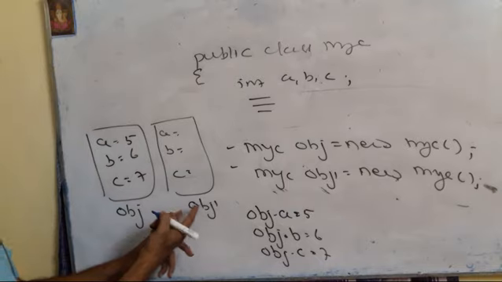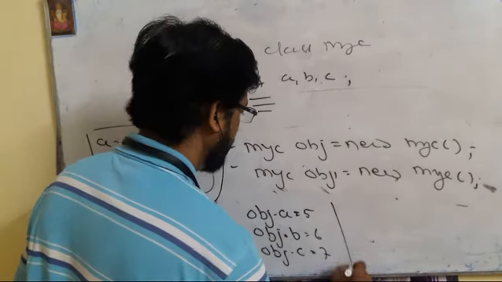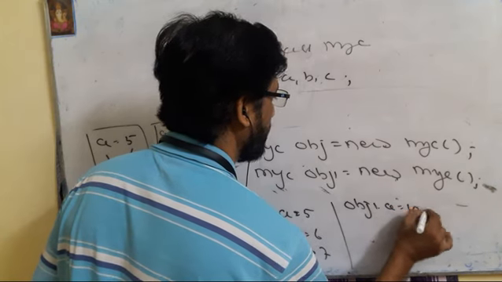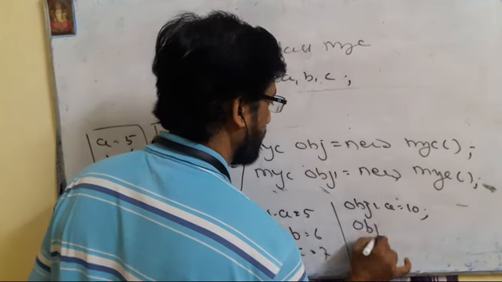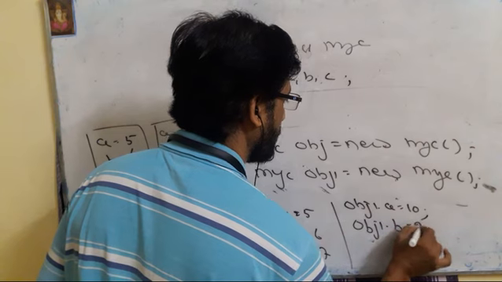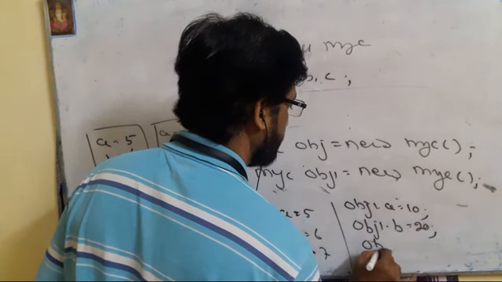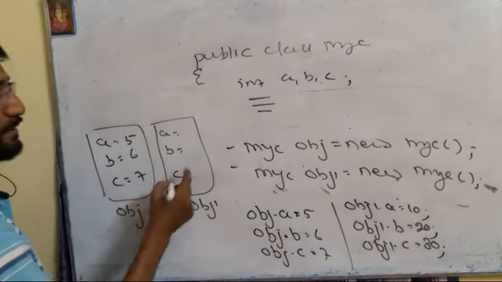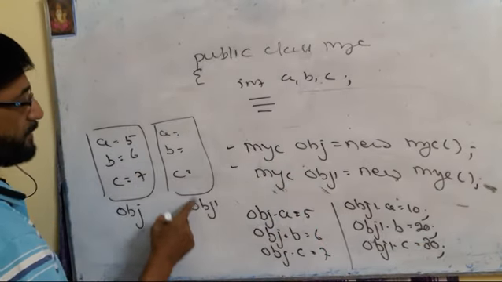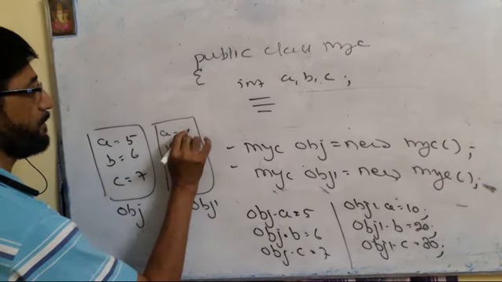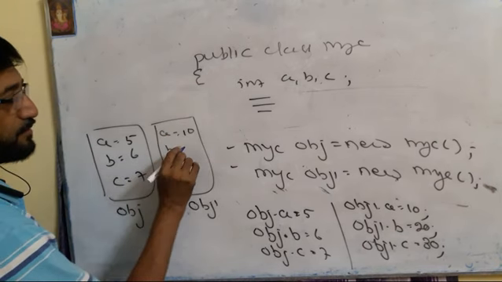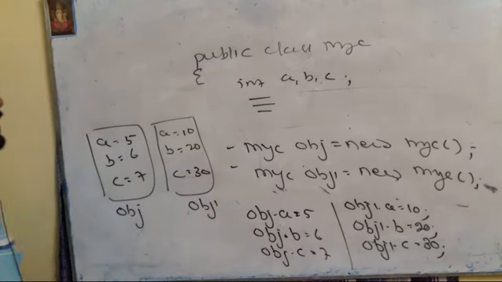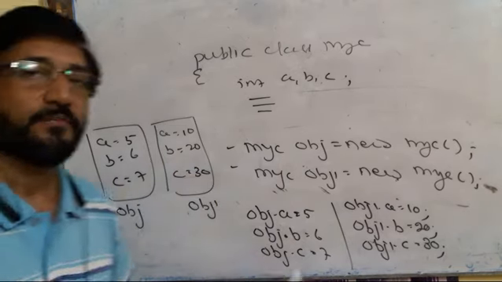Suppose I want to store something in object 1. So you can write like this: obj1 dot a is equal to 10. Similarly, obj1 dot b is equal to 20, obj1 dot c is equal to 30. So that means in obj1 dot a, 10 will be stored, in obj1 dot b, 20 will be stored, and in obj1 dot c, 30 will be stored. In this way, it is used as a reference operator.